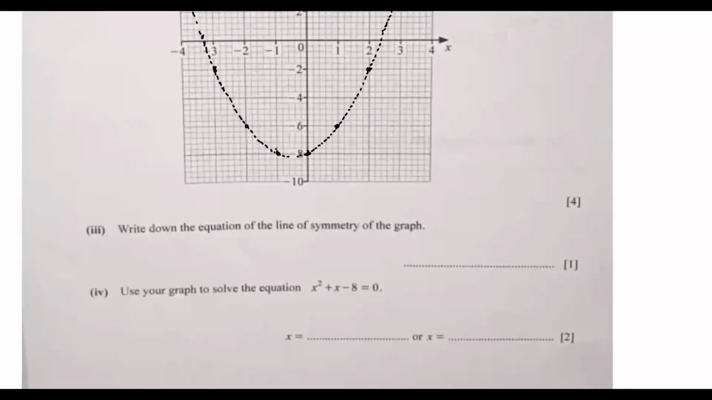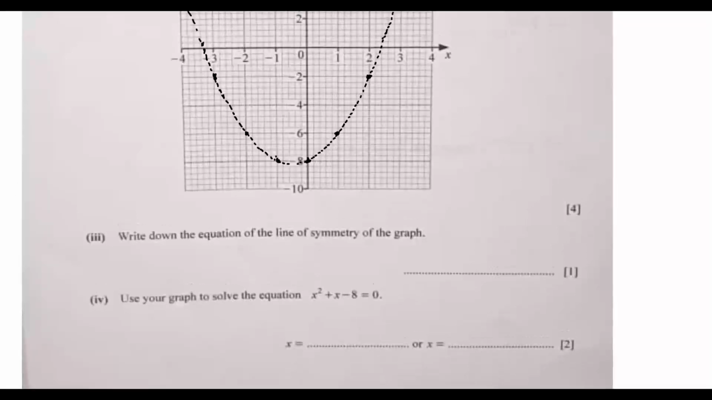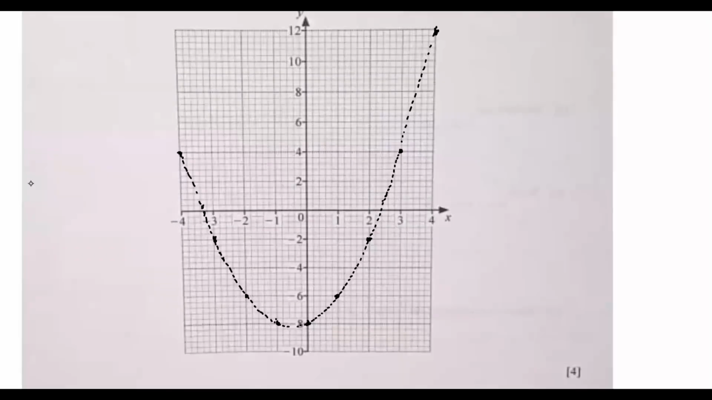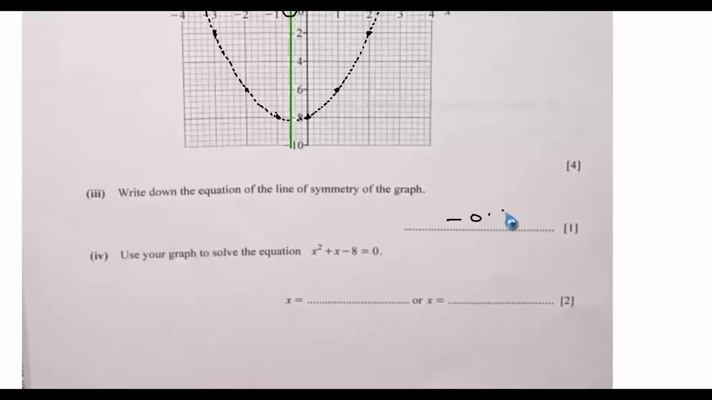Use the graph to write down the equation of the line of symmetry of the graph. The line of symmetry will be a line that divides the shape into two equal halves. If you look at it very well, the line of symmetry will be the middle of 0 and negative 1, thereabouts here. If you trace it down here, it will be at the middle. So you can easily join it using a ruler. It will be minus 0.5 here. So it is minus 0.5.